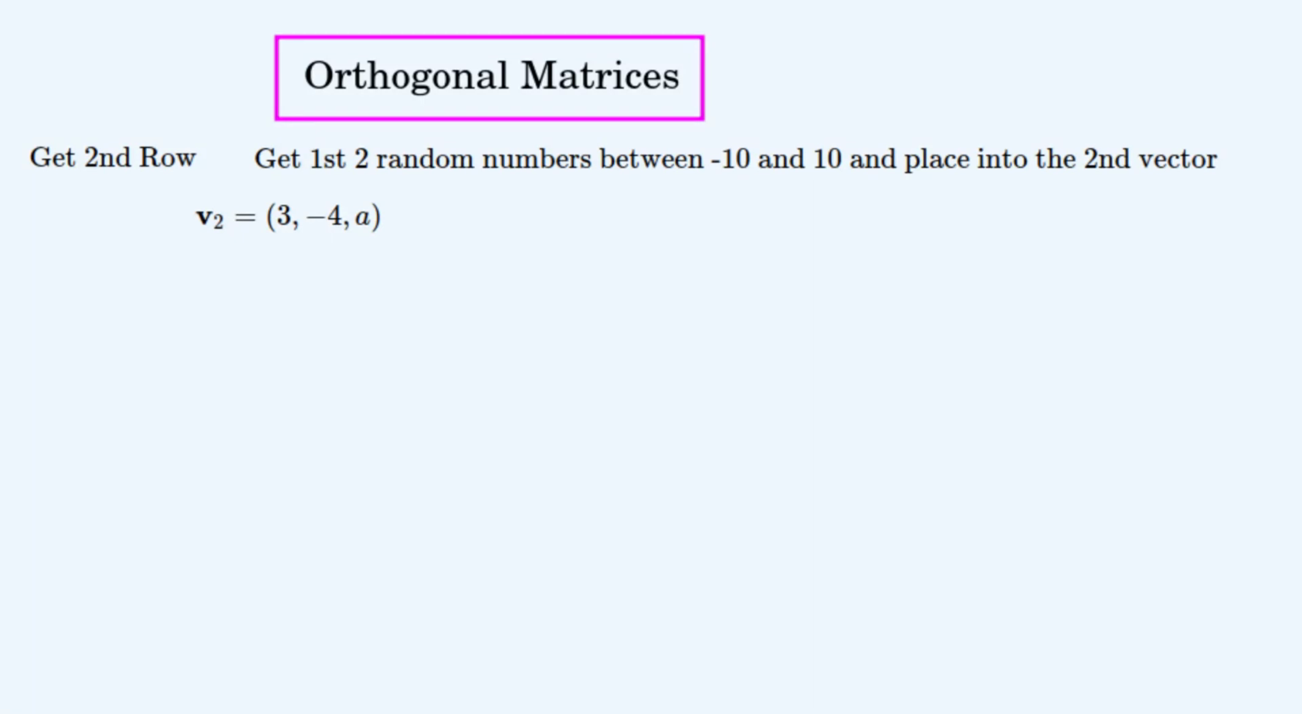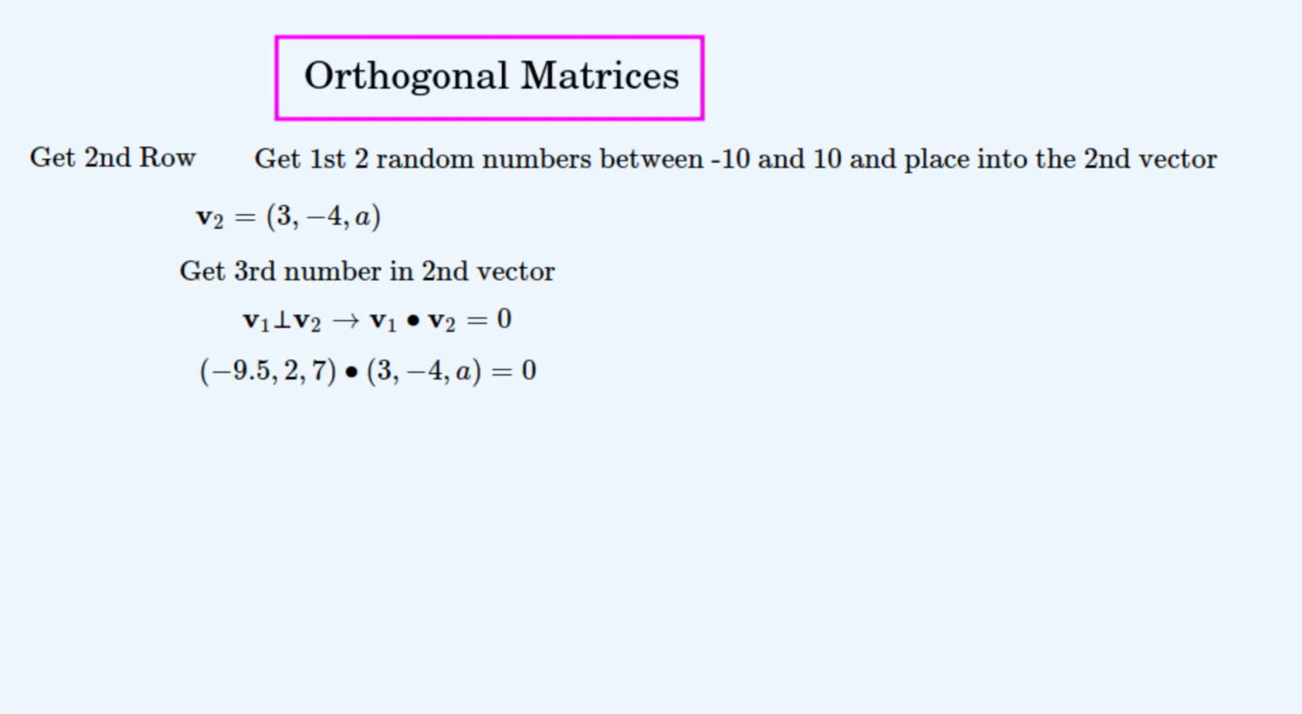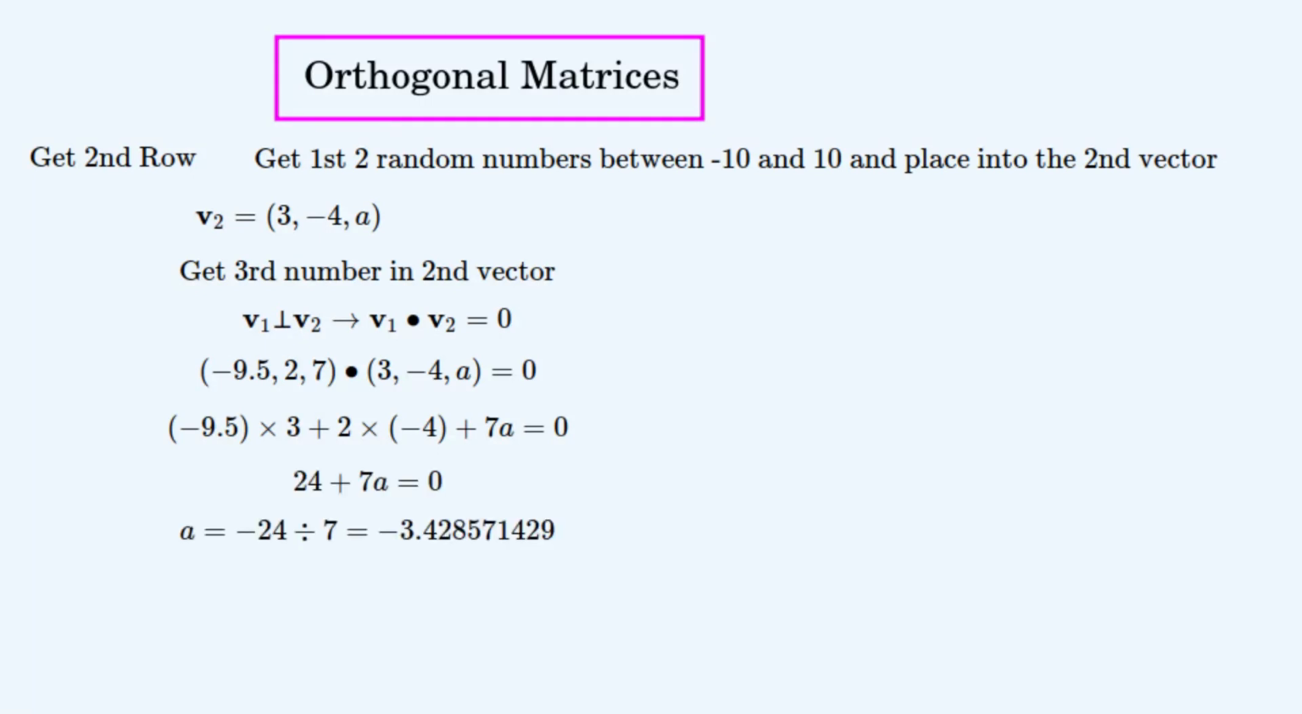Now to get the second row vector, we'll get only 2 random numbers this time and place these into the vector. We'll use the variable a here to stand for the last variable, and we'll use algebra to calculate it. So now to calculate the third variable, we'll start with this equation, which says that the first 2 row vectors must be perpendicular, so that their dot product will be 0. We'll substitute these vectors in. Then we'll expand the dot product. Then we'll use algebra to calculate A. And so this will be the second row vector, but we still have to normalize it.